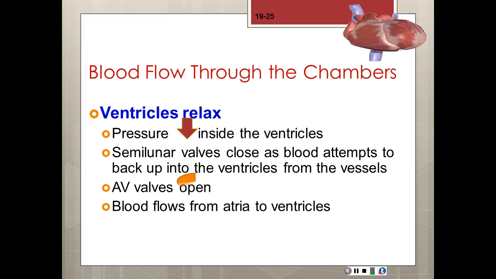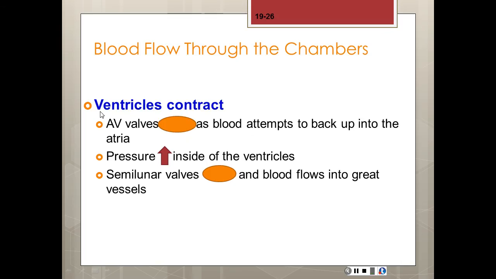Then the AV valves open and blood will flow from the atria to the ventricles. This is what's going on when the ventricles are relaxed. Now when the ventricles are contracting, getting ready to pump the blood out, the AV valves, are they going to be open or closed? Most likely they're going to be closed, because remember, those valves are just one way, so things are flowing down from the atria to the ventricles.